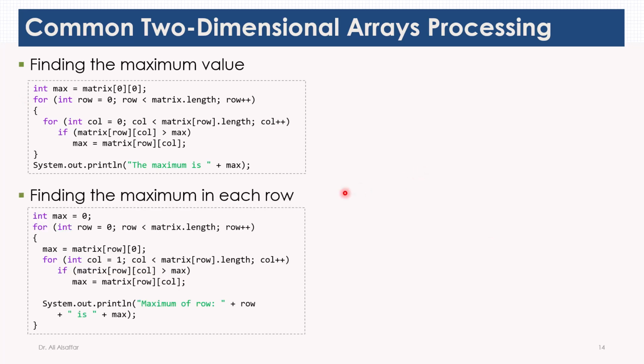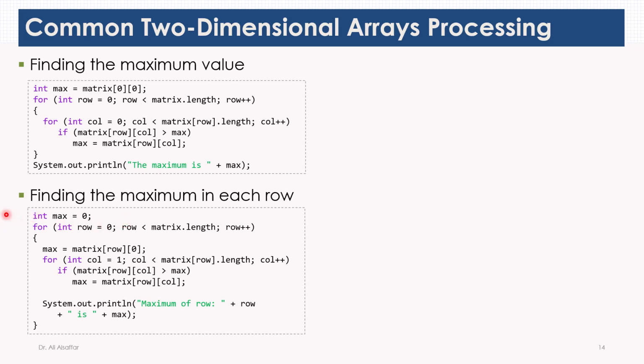Now, what if we want to find the maximum in each row? Then you need to process the array row by row. And again, you need a variable that will hold the maximum for each row. If we assume that we are processing a two-dimensional array of type integer, you make it equal to 0.